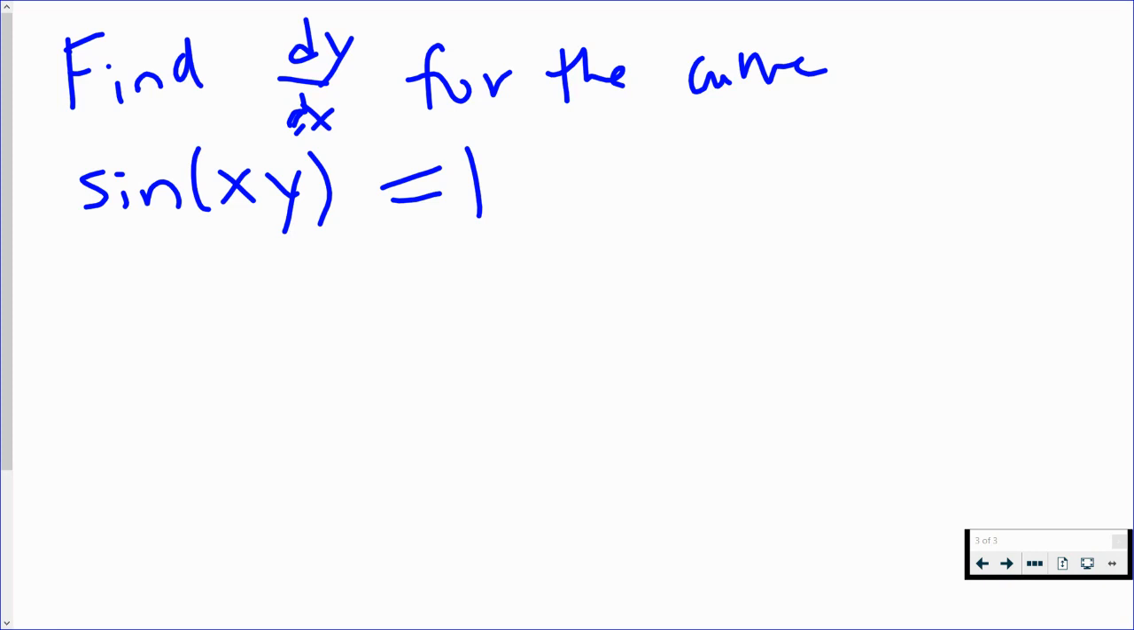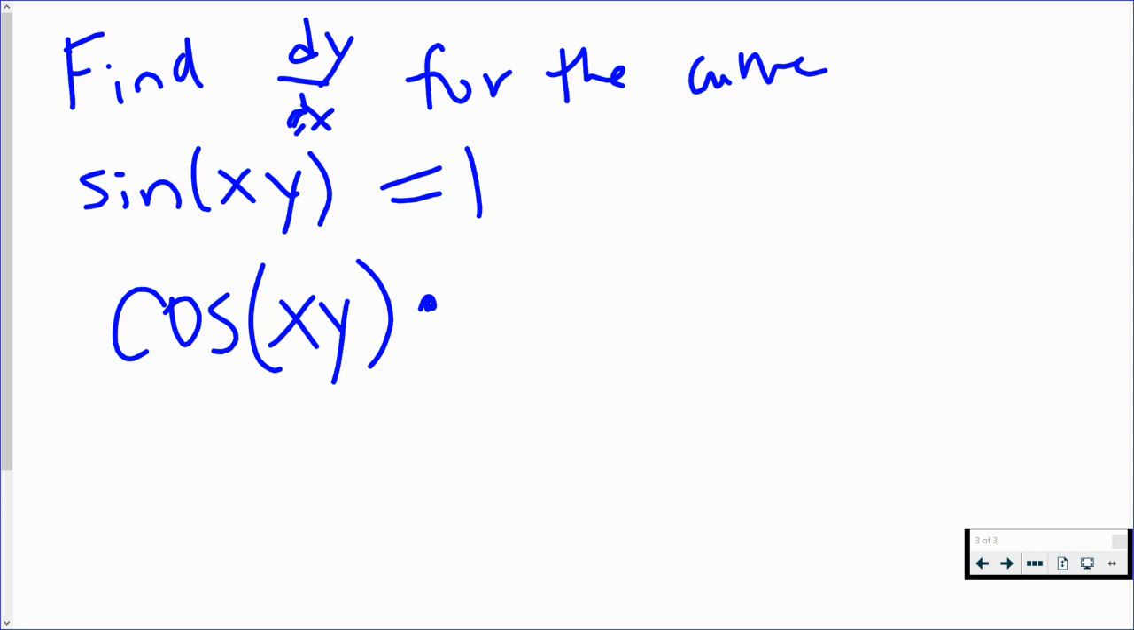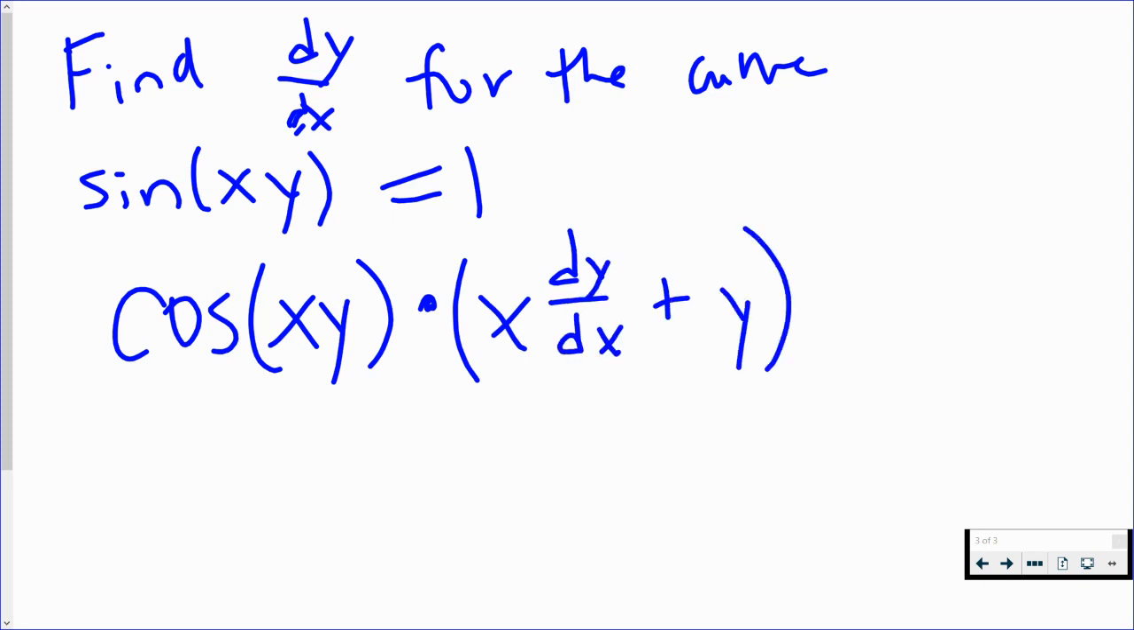This is a sine of u. So the derivative of sine is a cosine of u times the derivative of what's inside. In order to do the derivative of x times y, that's a product rule. We already did that in the problem before. So x times the derivative of y, which is dy/dx, plus y times the derivative of x, which is just 1. So there's our chain rule for sine of xy. We have cosine of xy, and now times the derivative of what's inside, which was x dy/dx plus y, equals the derivative of 1, which is 0.